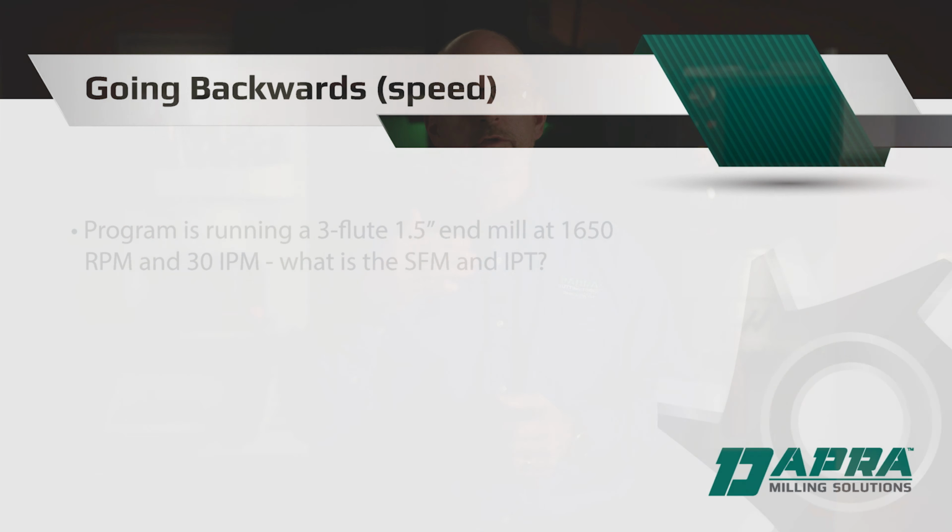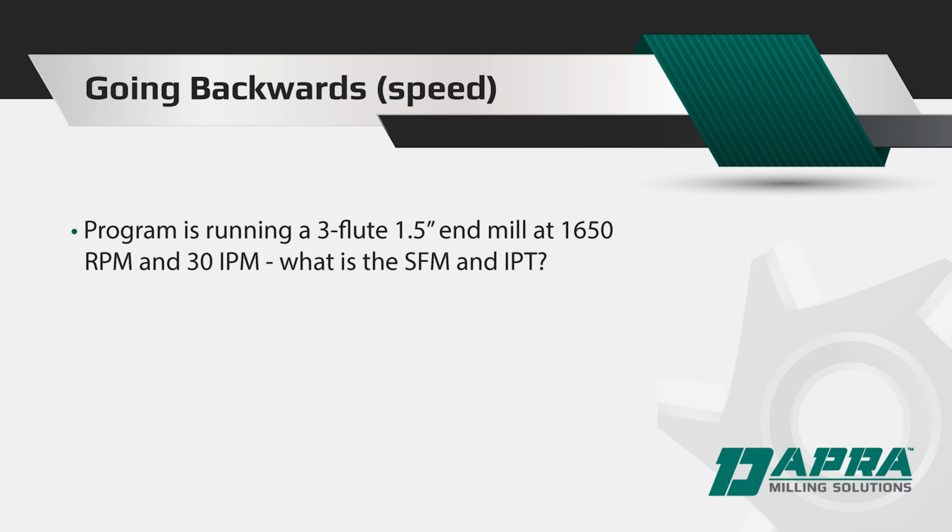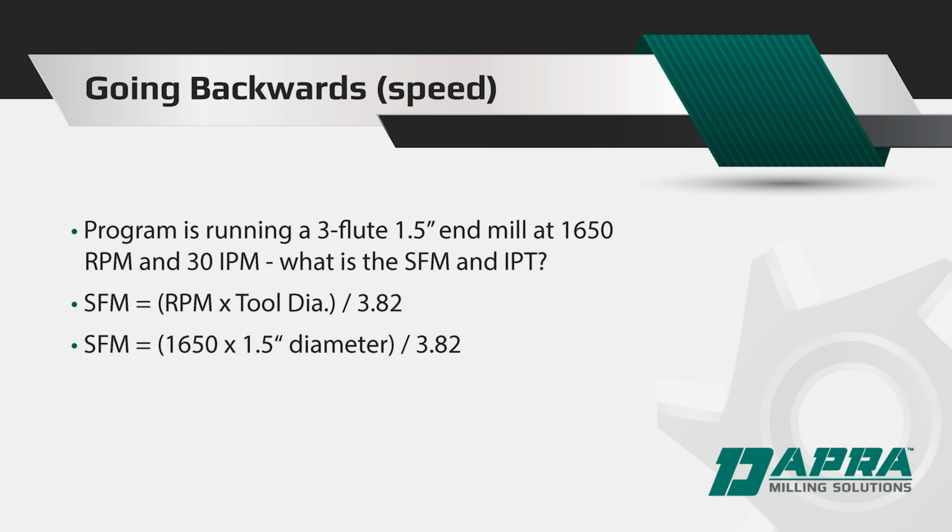Let's calculate speed from an existing program that's running a 3-flute 1.5" end mill at 1650 RPM and 30 inches per minute. What is the surface footage and feed per tooth? Well, surface footage is equal to the RPM in the program times the tool diameter divided by 3.82. So in this case, 1650 RPM times 1.5 diameter divided by 3.82 gives us 650 surface feet per minute. That is the speed that this program is running that particular cutter at.